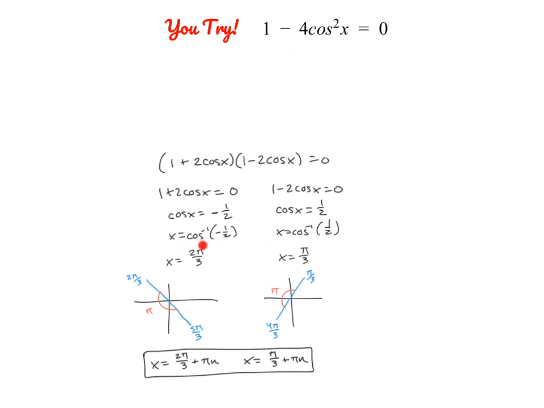So here, the arc cosine of negative 1/2 is 2 pi over 3. Remember, the range of arc cosine is 0 to pi. So if this is negative, we need to be in quadrant 2. And the arc cosine of positive 1/2 is pi over 3. So these two are going to reoccur every pi units, and these two reoccur every pi units, so we can name them separately right here.